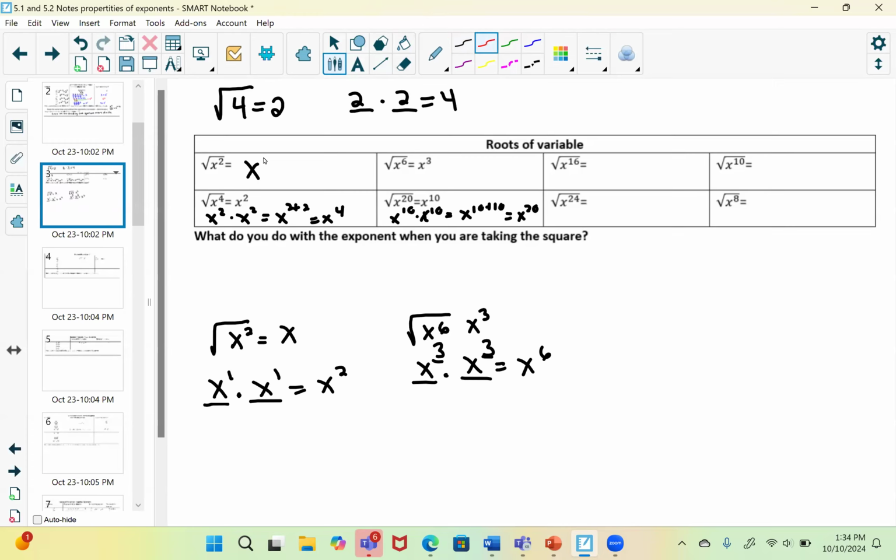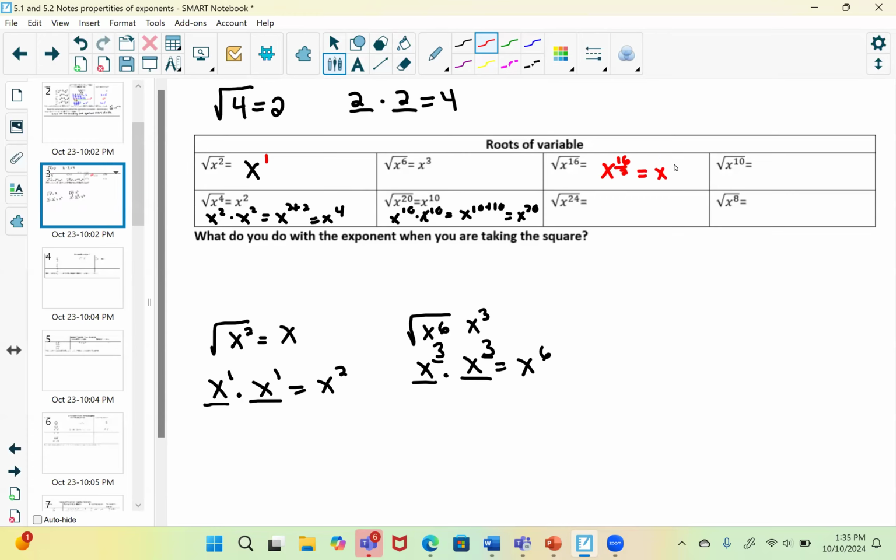The square root of x squared gives me x to the 1st, sorry. Square root of x to the 6th gives me x cubed. And when I have the square root of x to the 4th, it gives me x squared. So notice the exponent on the answer is always half of the exponent that we're taking the square root of. So 6 divided by 2 is 3. 4 divided by 2 is 2. 20 divided by 2 is 10. So this is the same thing. Anytime I'm taking the square root, I take the exponent and I divide it by 2.